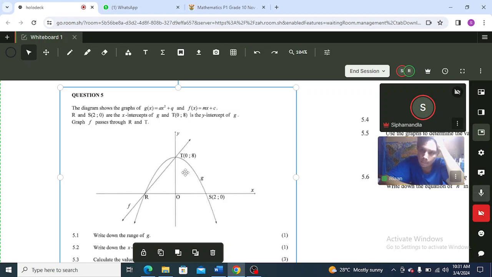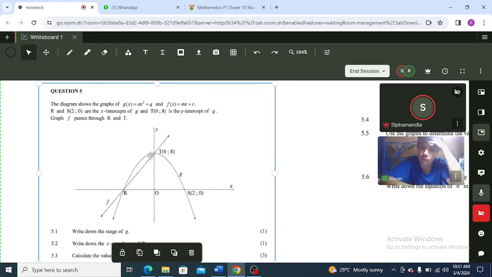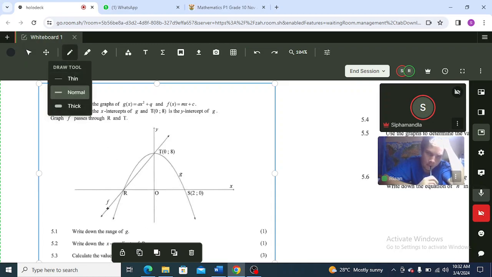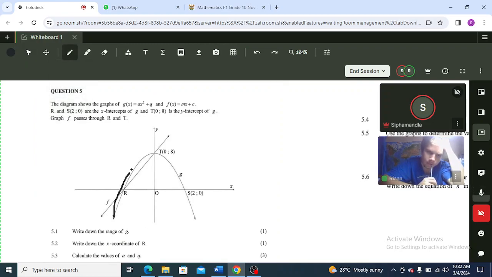Okay, so let's start. Here, for question 5, they're saying the diagram shows the graph of g of x. All right. So the first thing you have to identify is the type of function that is given in the situation, right? You can see that firstly they gave us the quadratic function, since you see the curve shape. So this is the quadratic function.